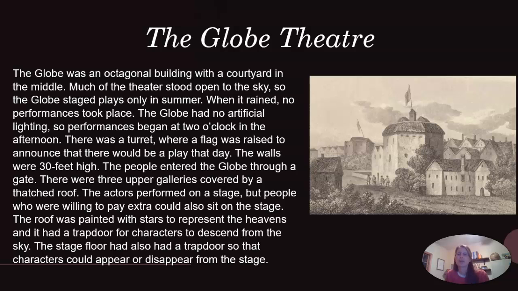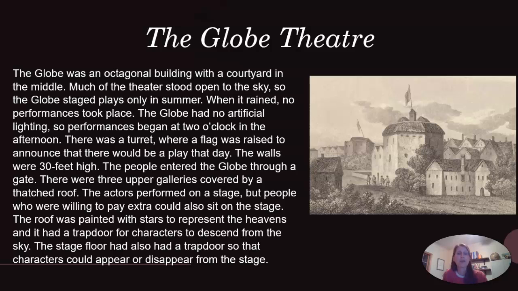The Globe Theatre. The Globe was an octagonal building with a courtyard in the middle. Much of the theater stood open to the sky, so the Globe staged plays only in summer. When it rained, no performances took place. The Globe had no artificial lighting, so performances began at 2 o'clock in the afternoon. There was a turret where a flag was raised to announce that there would be a play that day. The walls were 30 feet high.